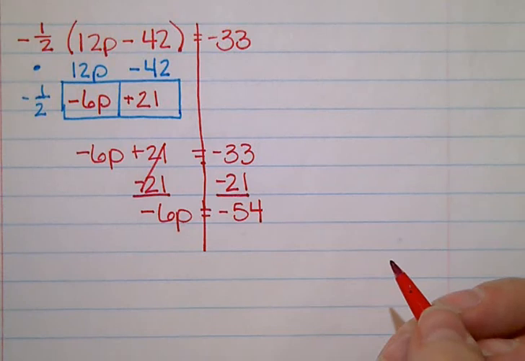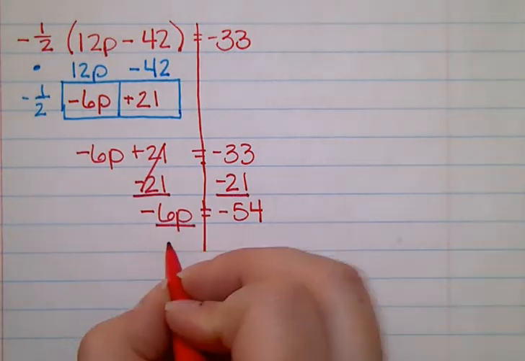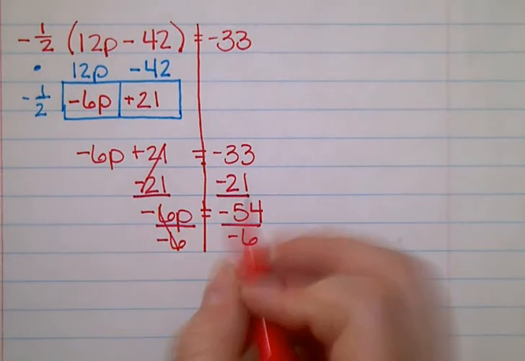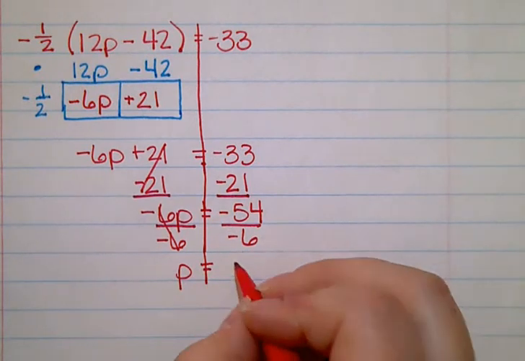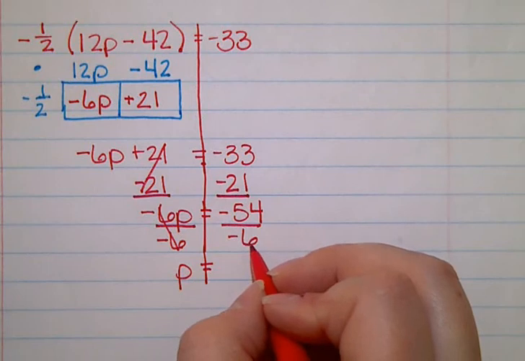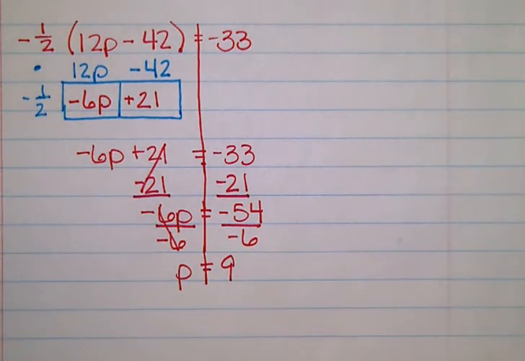And my last step is to get rid of that best friend. Negative 6 and p are multiplying, so we're going to divide by that negative 6. That becomes a 1, leaving me with just the p. And negative 54 divided by a negative 6 is a positive 9. And again, we can check that out.